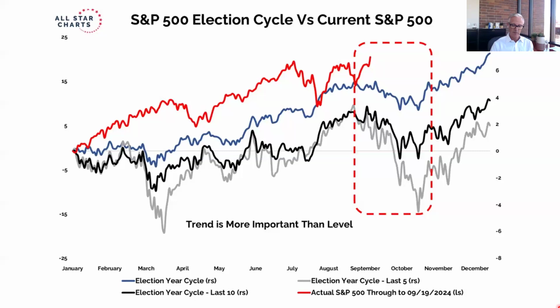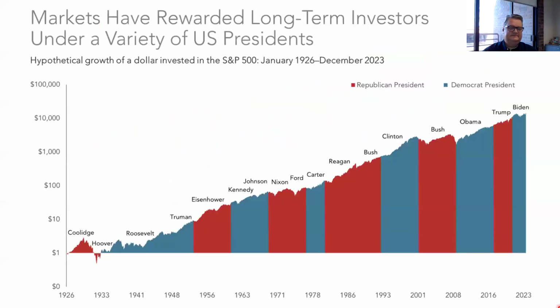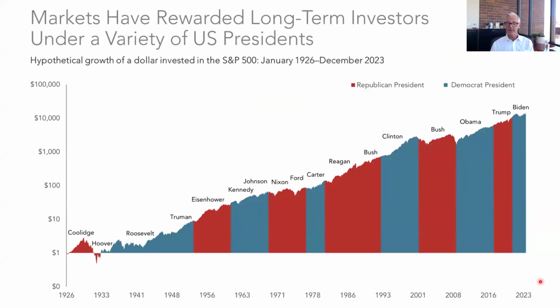Next slide. Yeah, to put it another way, this is a chart that goes back. This is S&P 500 returns going back to 1926 through the end of last year.